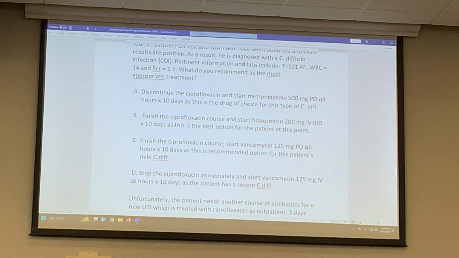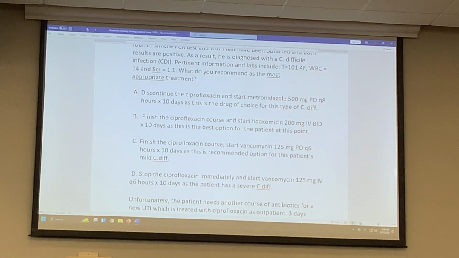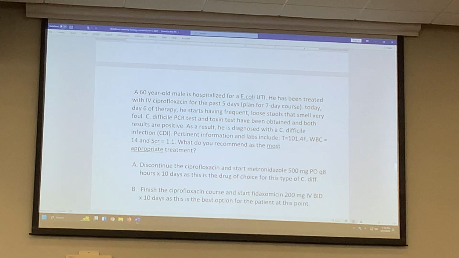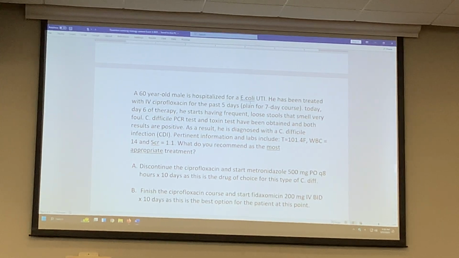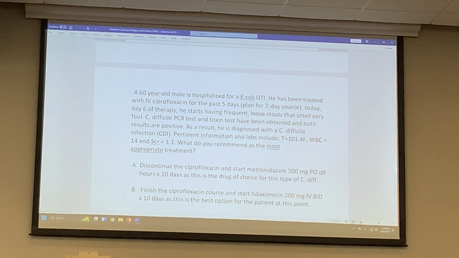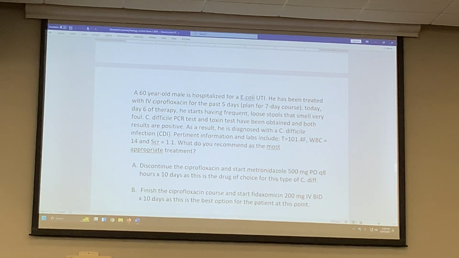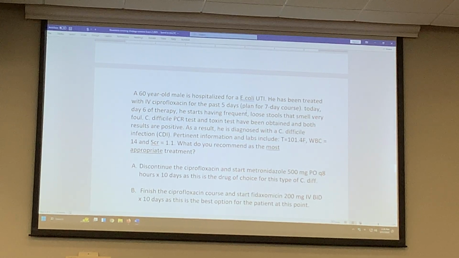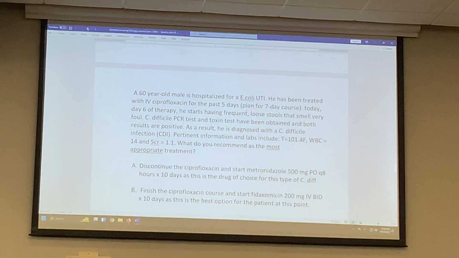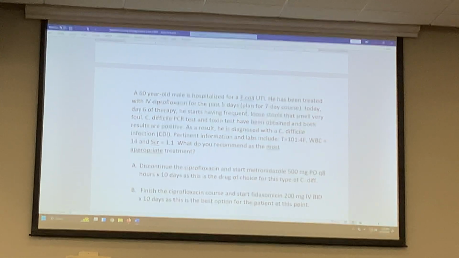C, right. You want to finish the course because, remember, the patient needs to be treated for the full course of UTI in order to treat his UTI, right? And he's already got 5 days, so he has 2 more days. Unfortunately, you have to treat them. If you stop now, you have 2 problems. This UTI is not completely treated. It could cause resistance or could cause longer complications.